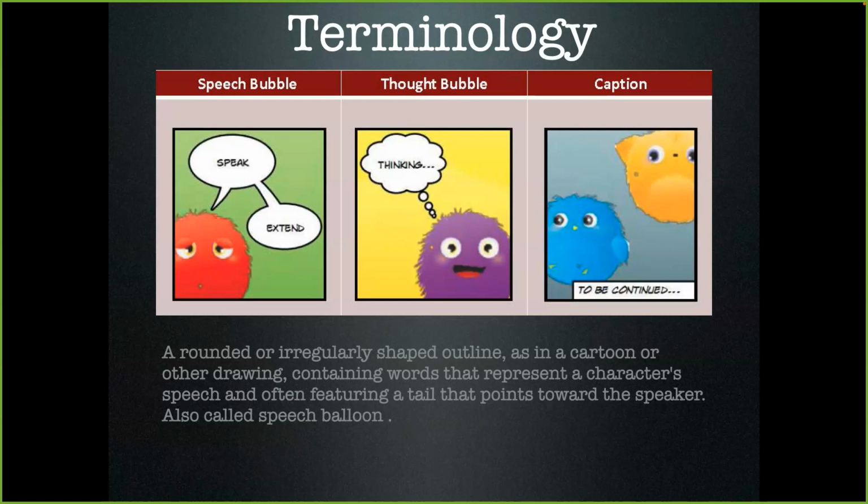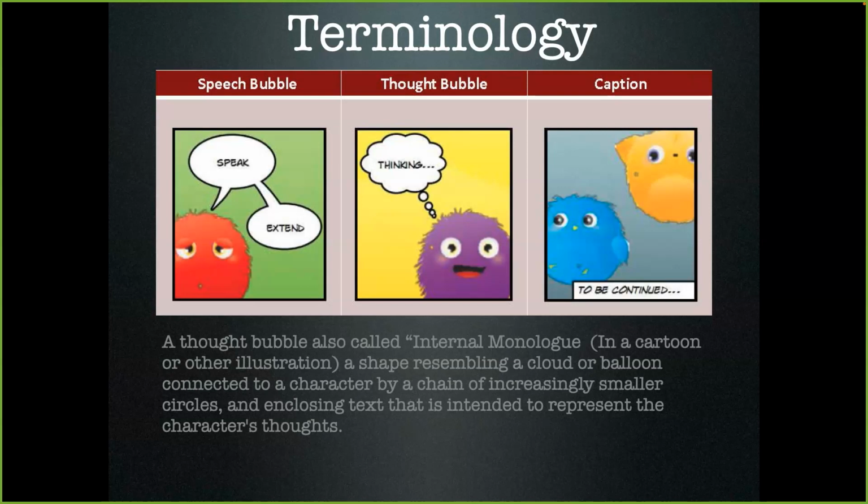Speech bubbles. So there's different kinds of speech bubbles. A rounded or irregularly shaped outline, as in a cartoon or other drawing, containing words that represent a character's speech, and often featuring a tail that points to who the speaker is. It's often called a speech balloon. So there you can see the speech, what you would put in, and then an afterthought, like they paused and then said something else. So there we can see we have another bubble connected to the other bubble saying extend. So that's a way to think about that.